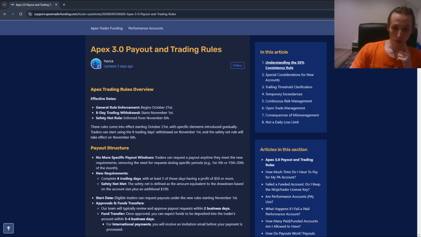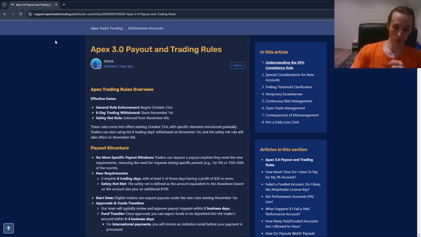The general enforcement begins October 21st. It has already begun. We are on the 24th. The 8-day trading withdrawal starts November 1st, meaning you can have 8 days of trading total, and then you can apply for a payout.